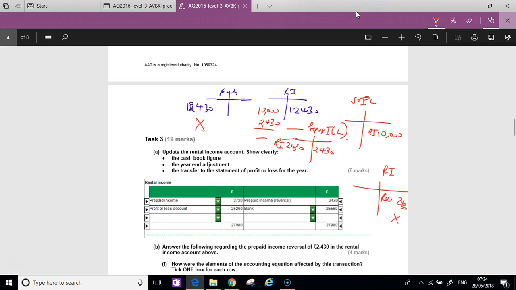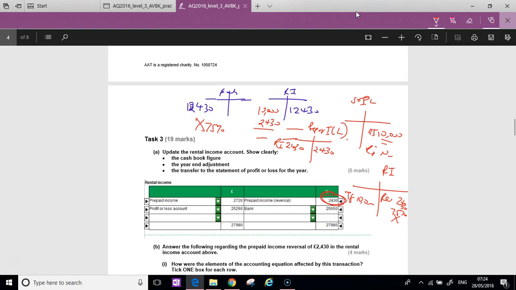If it's 10,000 every year, they only really should pay us 7,570, for example. We can then again just transfer 10,000 to the statement of profit and loss for the next year: rental income 10,000. My point is that at the beginning of the year, this is a liability. That's the issue here.